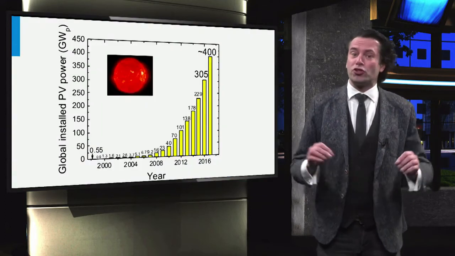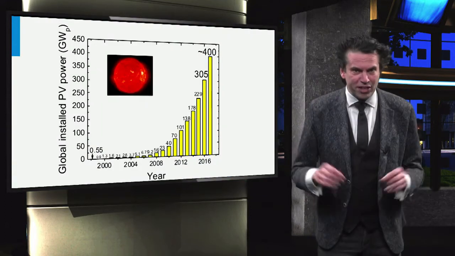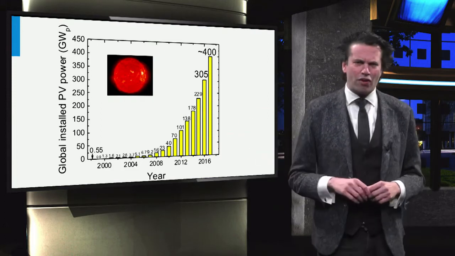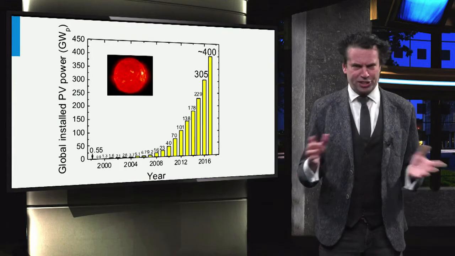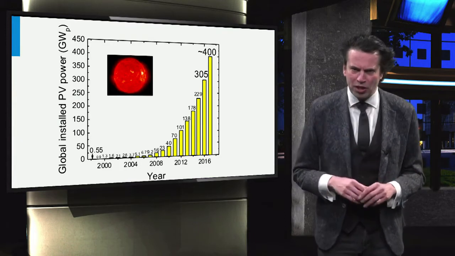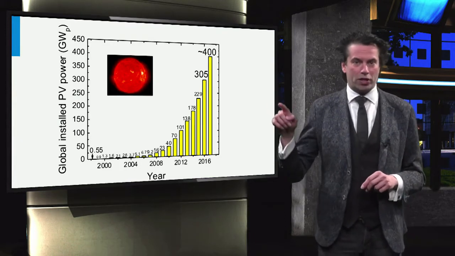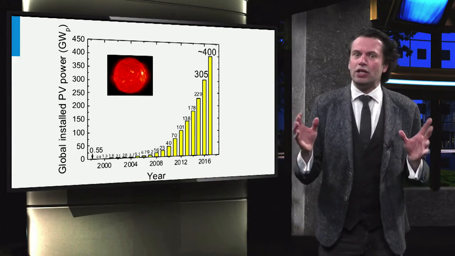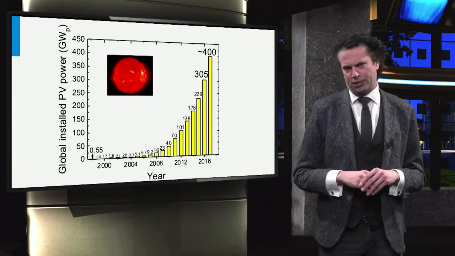First, I would like to discuss the growth of the cumulative installed photovoltaic power. The horizontal axis in this graph represents time expressed in years. We express the global installed power in gigawatt peak. In this course, we will discuss in great detail the definition of gigawatt peak.